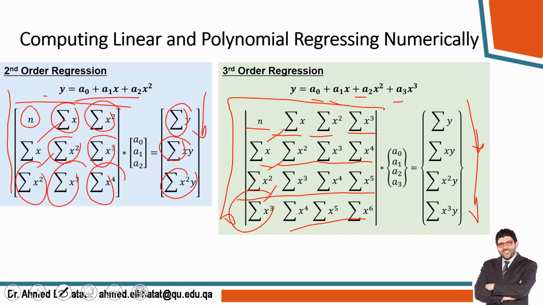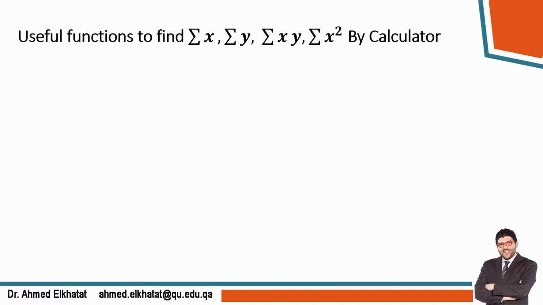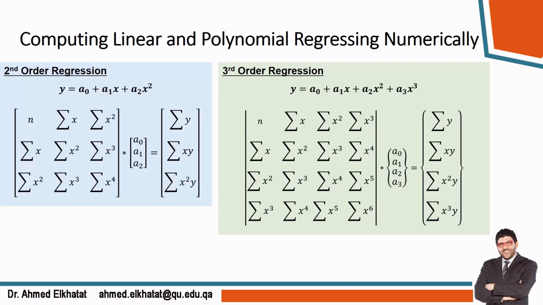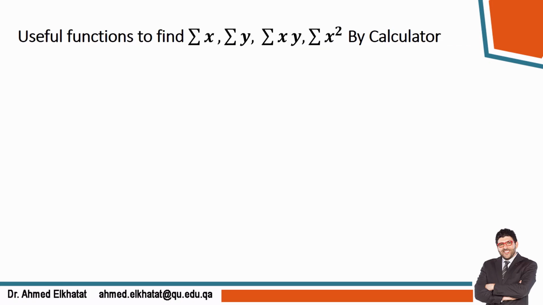Now as we said, for the more complicated cases, it's difficult to calculate each of them numerically, to find the summation of x squared, x cubed, and you may make some mistakes. So Excel and the calculator have a good function that you can use to find the summations. So how do we do this with the calculator?